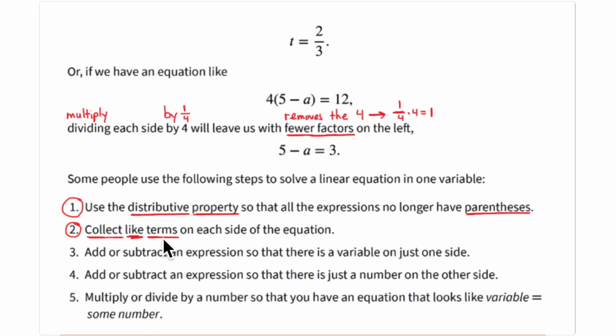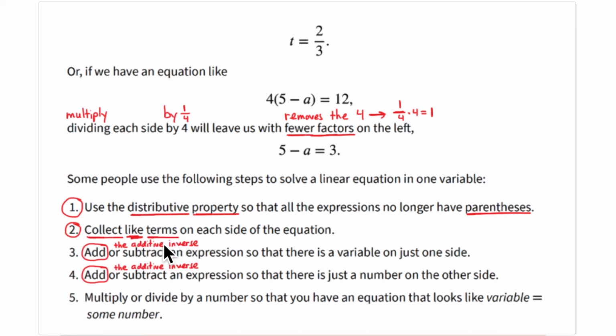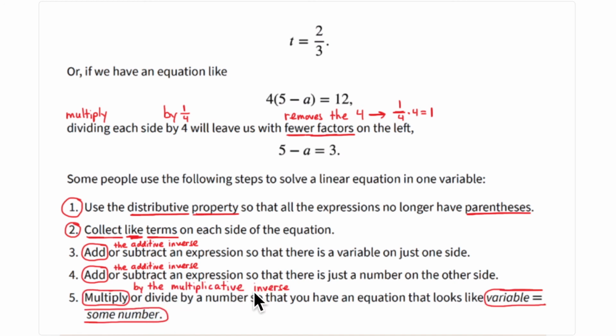Then collect the terms that are alike. You're going to use the additive inverse to add things, to move all of the variables to one side, and then to move all of the numbers to the other side, you're also going to use the additive inverse. And then more than likely you'll be left with a term that has a coefficient, a number next to a variable. So in that case, you want to use the multiplicative inverse to get rid of that coefficient. So you end up with a variable is equal to some number.